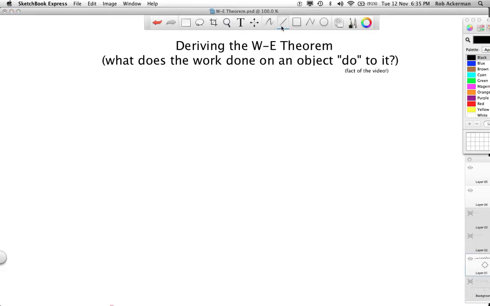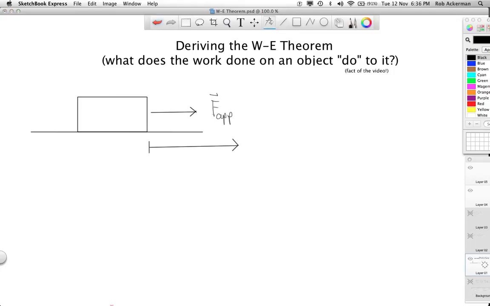First off, what I'd like you to consider is the following scenario. Imagine an object on a horizontal surface, and let's call it a frictionless surface. Suppose you apply a force in the forward direction parallel to the floor. So this will be the force, let's call it the F applied. And suppose as a result of this pushing, the object moves a certain displacement. So there is delta D.